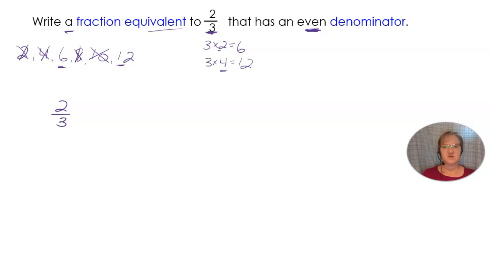So 2/3, multiply the bottom by 4. We know by now that whatever we do to the denominator, we need to do to the numerator. So 3 times 4 will be 12. 2 times 4 will be 8. So a fraction that's equivalent to 2/3 with an even denominator would be 8/12. And there are other ones that we could use, but this is just the one that we chose.